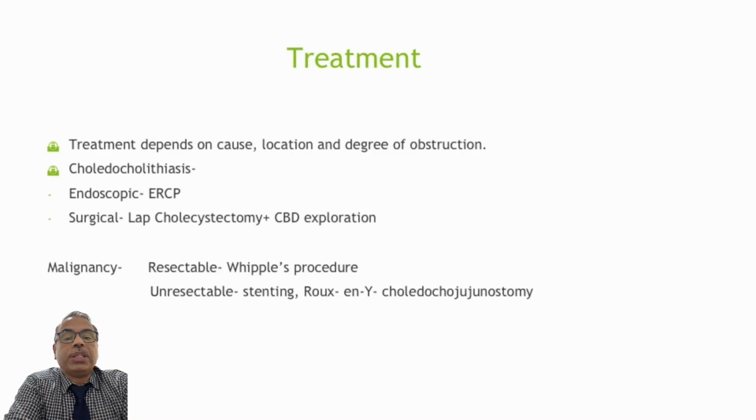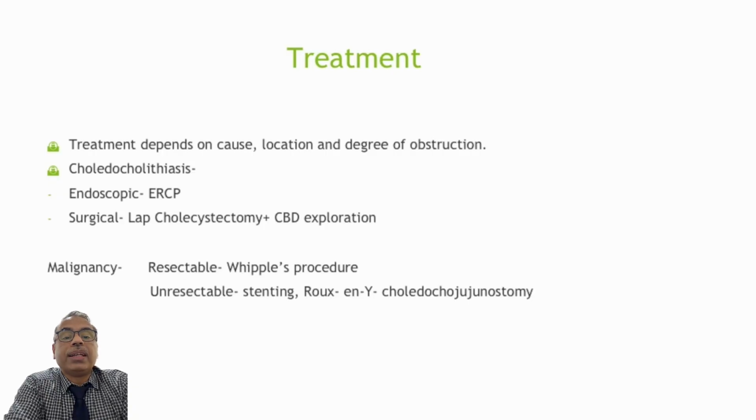Two failed ERCPs on stone extraction would become an indication for open surgery. Because most of these patients have secondary stones, gallstones may also be present, and subsequently that has to be dealt with by laparoscopic cholecystectomy. Sometimes we can also do a laparoscopic CBD exploration, especially in cases of failed ERCP.